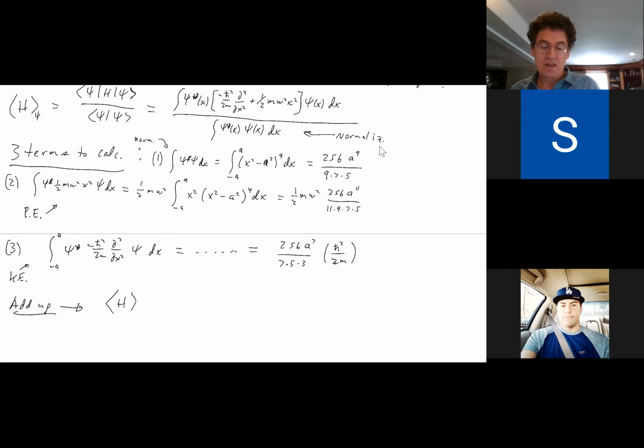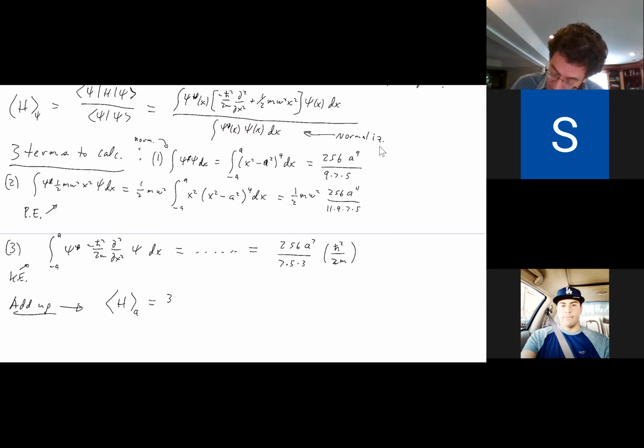The expectation value of the Hamiltonian is now a function of what variable? A. Right, A. That was the variable that I made up. I forget the better word for it, but that's the variable that we have to minimize with respect to. And so when I add everything up, this is what we get.